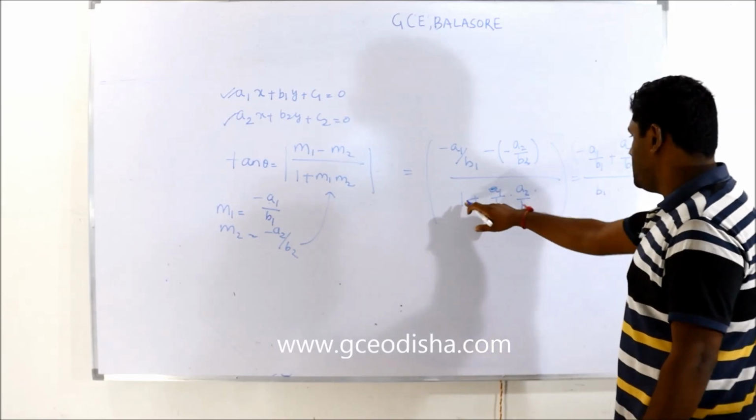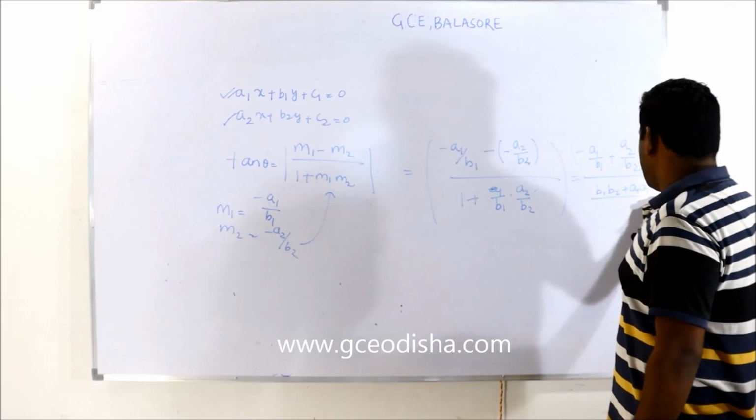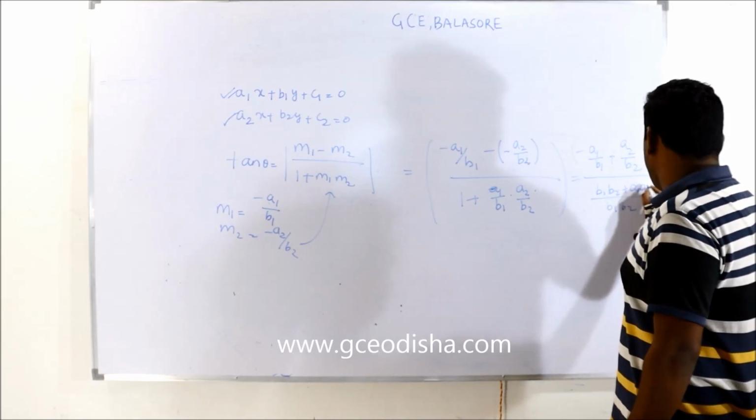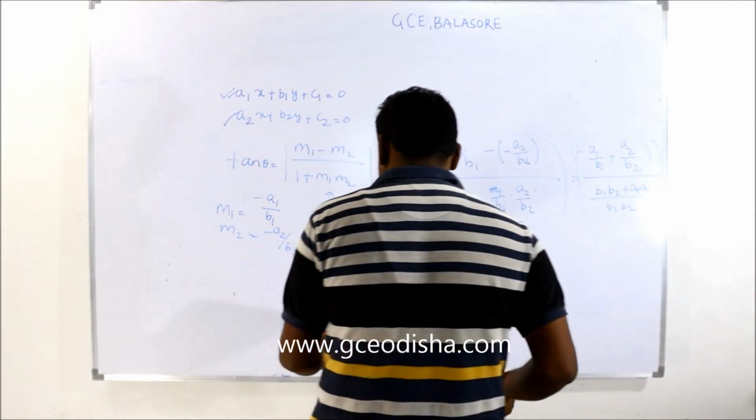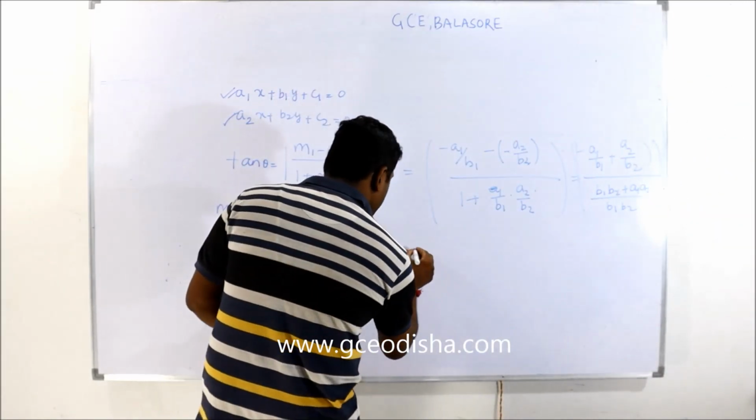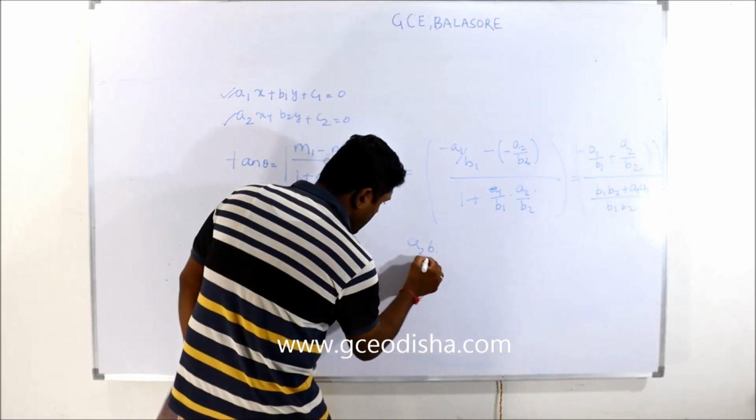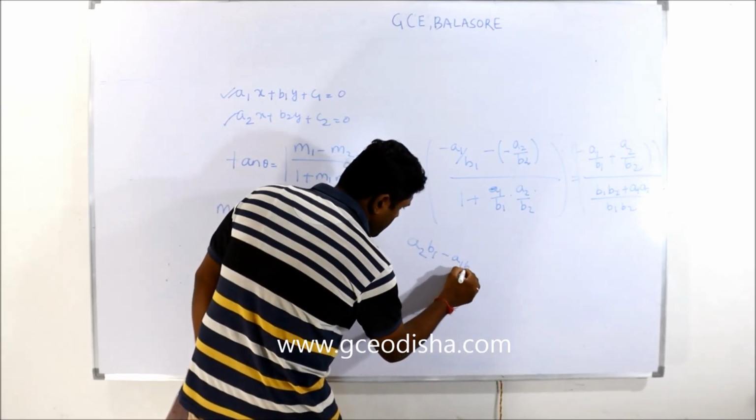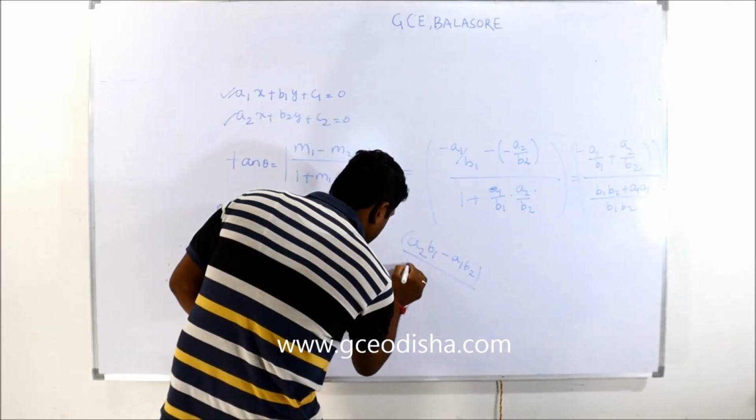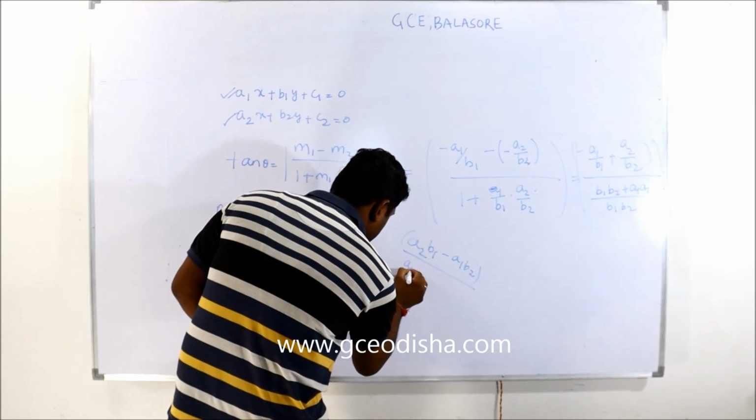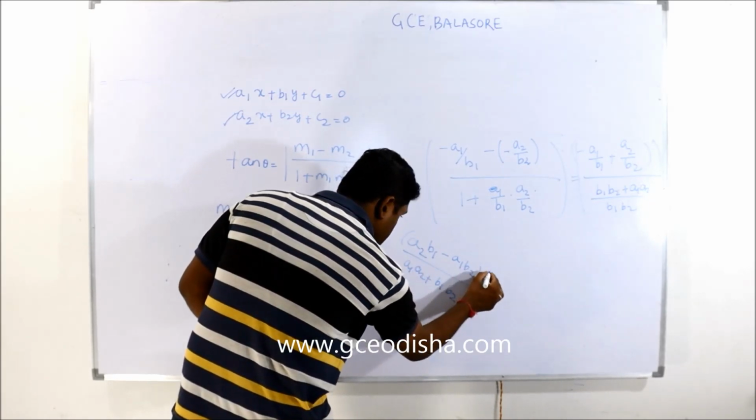Just multiply here, b1 b2 plus a1 a2, divided by b1 b2. When you solve all of these, this will come a2 b1 minus a1 b2, whole divided by a1 a2 plus b1 b2.